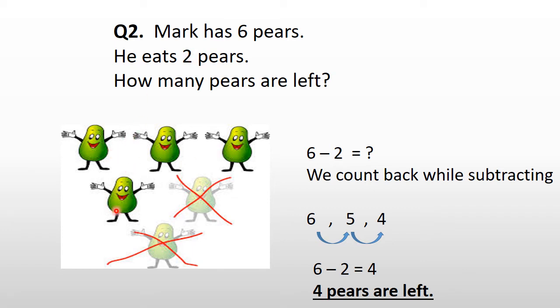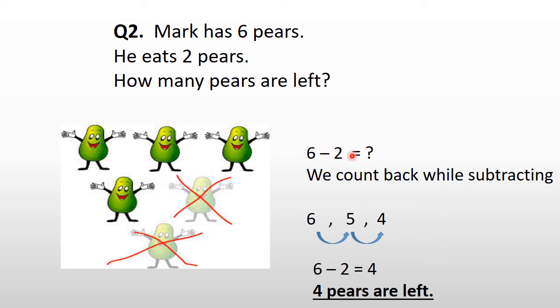If I want to use the picture to solve, how would I do that? I have 6 pears. 1, 2, 3, 4, 5, 6. I would cancel how many pears? 1 and 2. So how many are left? 1, 2, 3, 4. So you can see 4 pears are left. That is my answer. You can also use your fingers to count.